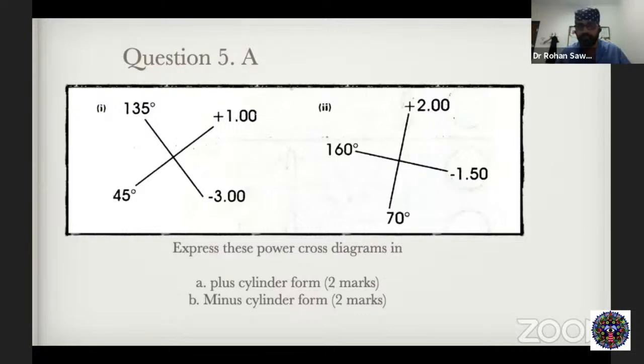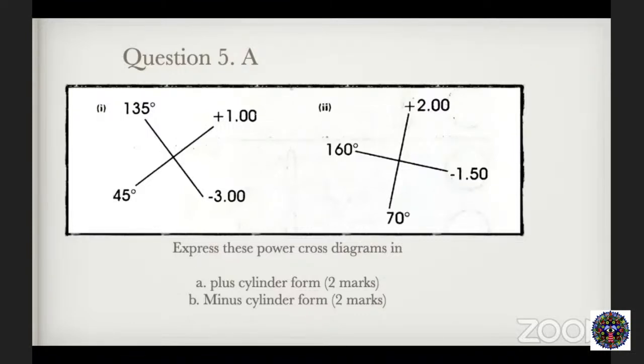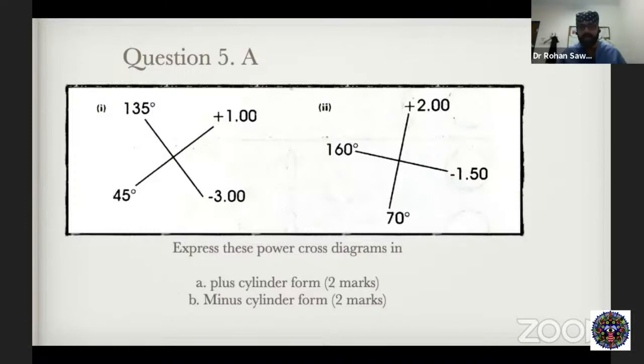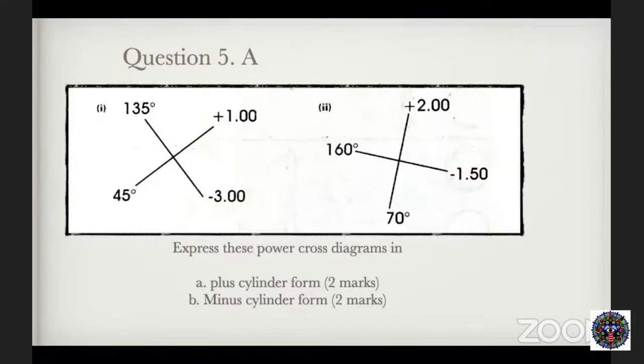What about the next, the second power cross diagram? Try that in a plus cylinder form, in a similar way. -1.5 sphere, plus 3.5 cylinder at 160.